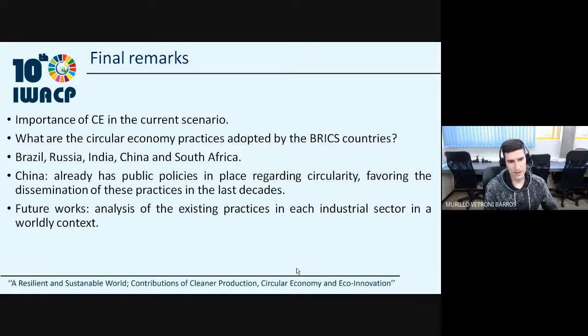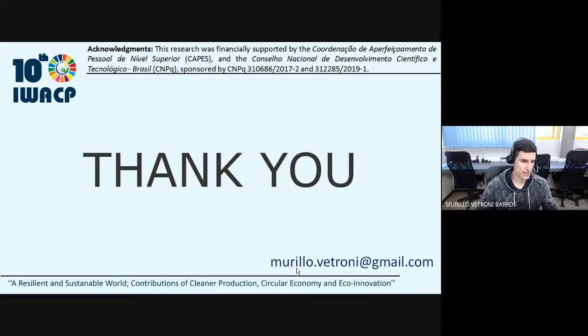The great highlight is research in China, which already has public policy in place regarding circularity, favoring the dissemination of this practice in the last decade. It is expected that future studies focus on a meta-analysis of the current study, addressing not only countries in the BRICS but the worldwide context.